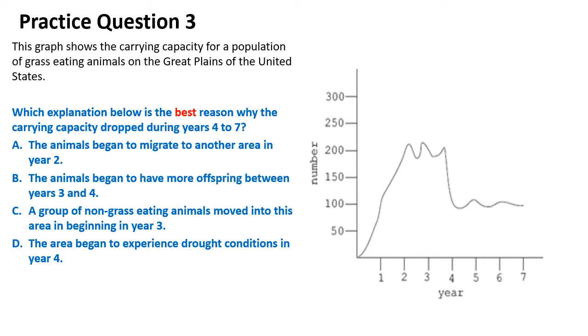Animals began to have more offspring between year 3 and 4. If they had more offspring, your graph would be increasing, not decreasing. C, a group of non-grass eating animals moved in this area. Well, why would that matter? They're not going to be in competition with them. Or D, the area began to experience drought. Well, if you have a drought, are you going to have as much food? No. And all of a sudden, if you have less food, then your population is going to decrease. So yes, your ecosystem could not sustain as many organisms if it didn't have as much food.